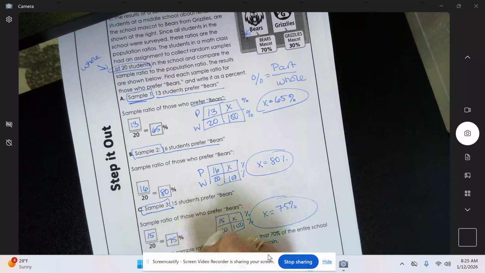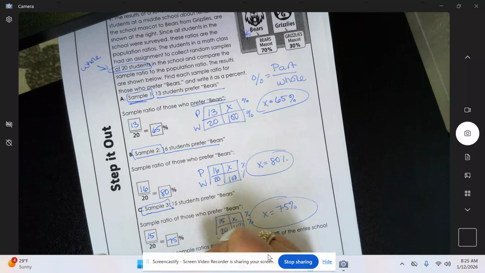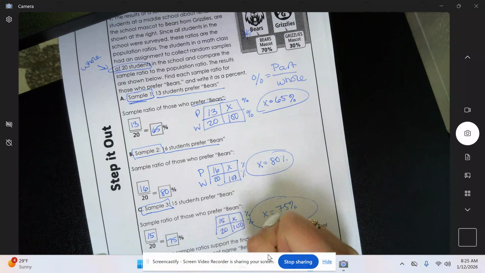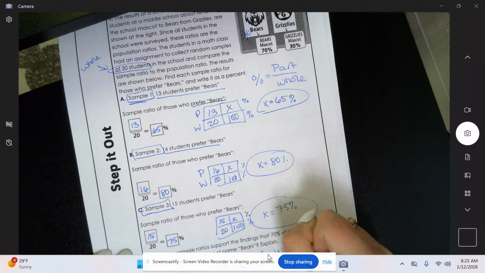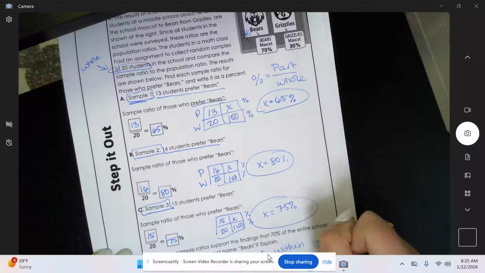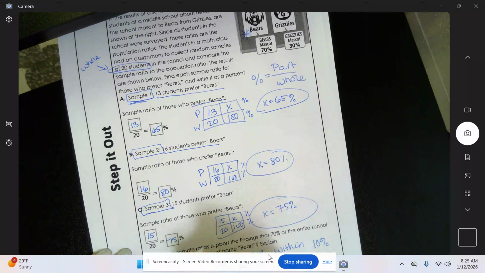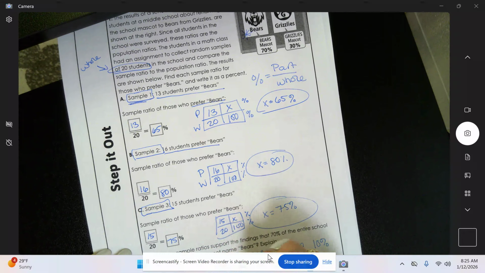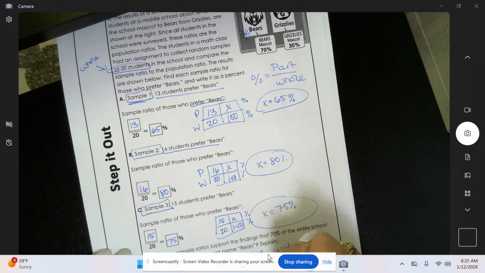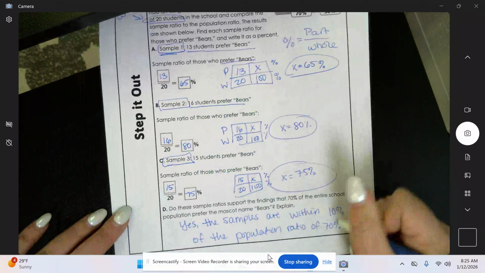Yes. The samples are within 10% of the population ratio of 70%. Period.